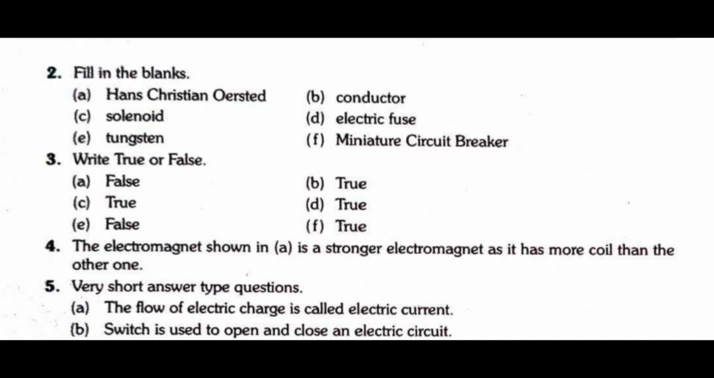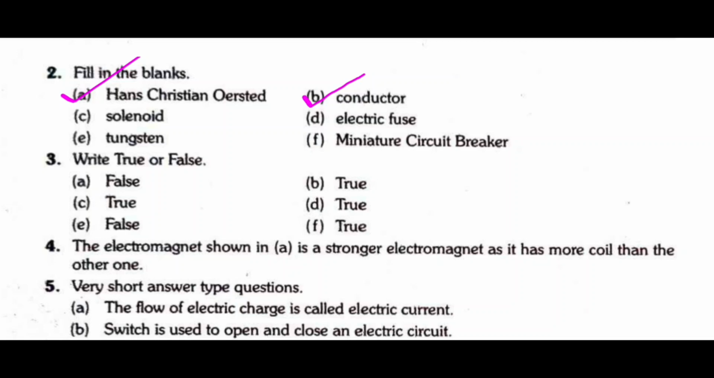Fill in the blanks. Dash was the first to notice the deflection in the compass needle when current was passed through the wire kept close to the compass. Hans Christian Oersted. Then question number B. For electric current to flow, the things that are essential are a cell, an unbroken path, and a dash. Conductor.